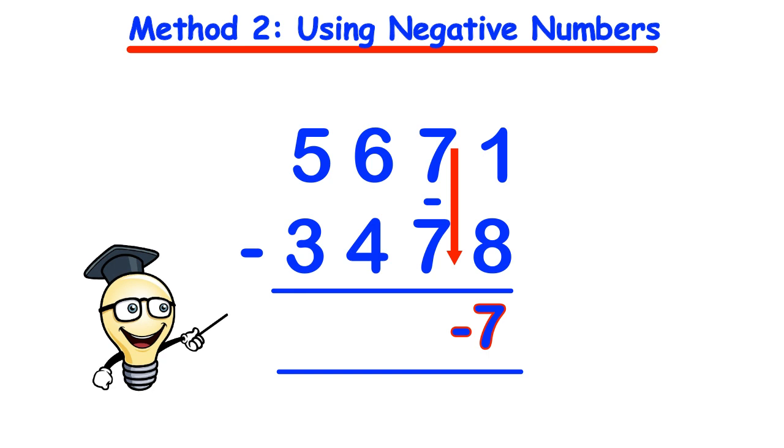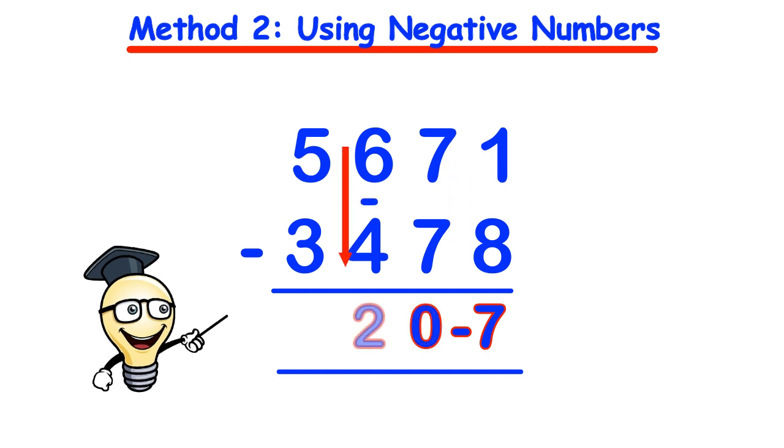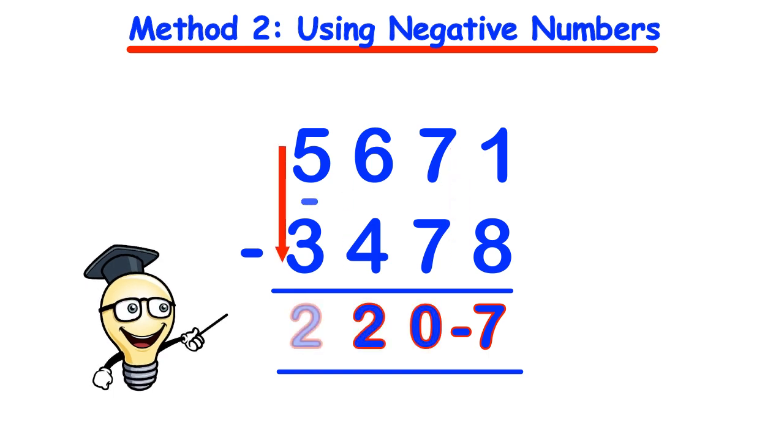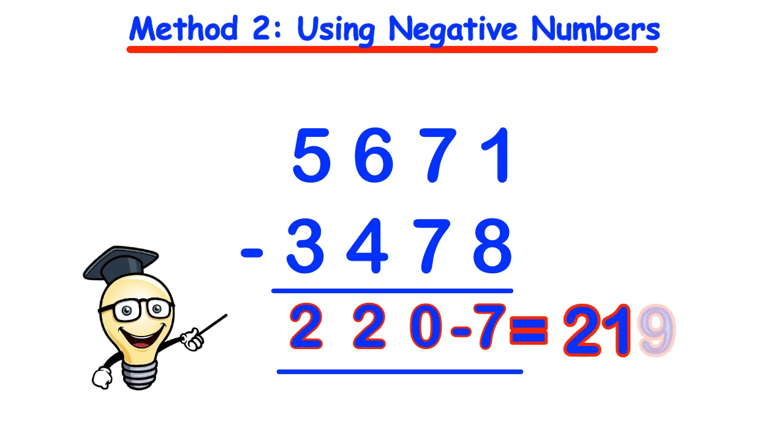Then 7 take away 7 is just 0, 6 take away 4 is 2, and 5 take away 3 is 2. So the answer reads 2,200, and then we want to minus 7 from 2,200. So 2,200 minus 7 is 2,193.